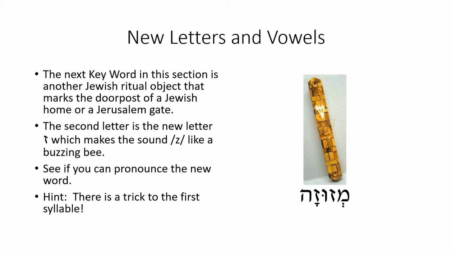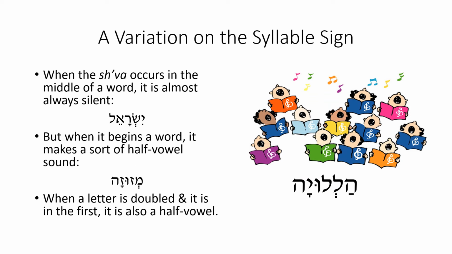The second letter in the word is the new letter zayin, which makes the sound zzz, like a buzzing bee. And see if you can pronounce this new word. I should give you a hint. There's a little bit of a trick with that first syllable. Did you figure that out?